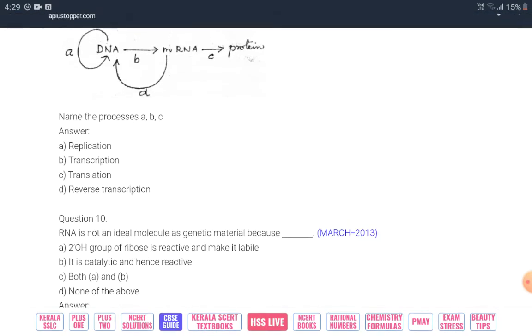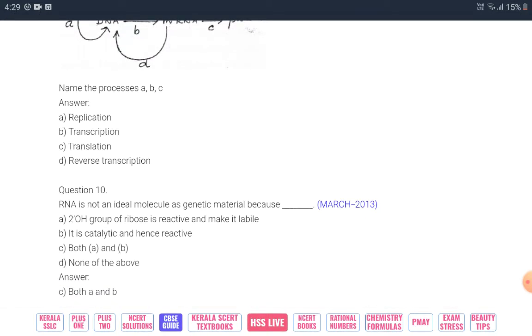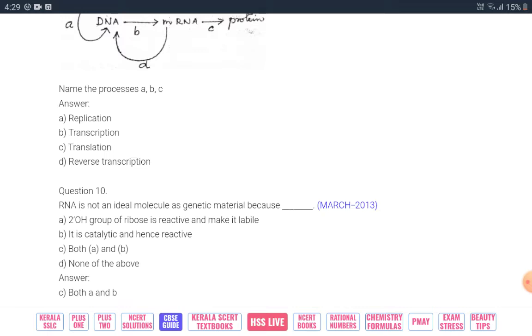Okay, my next question. RNA is not an ideal molecule as genetic material because it is A and B. The OH group in the second carbon atom of the ribose is reactive and makes it labile, and it is catalytic and hence reactive. And for RNA, mutation takes place very quickly.